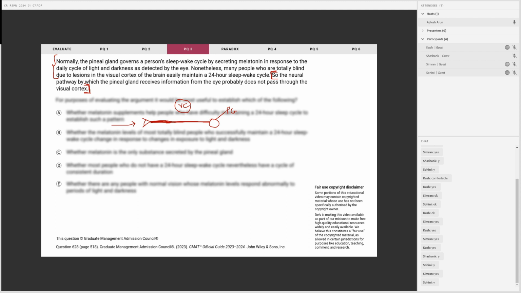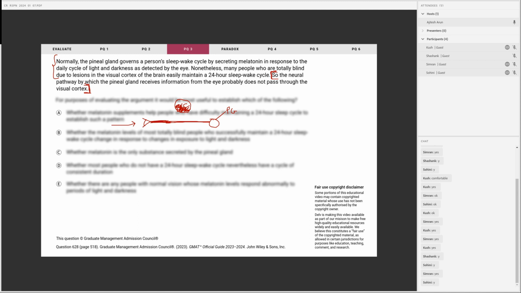Damage to the visual cortex of the brain, right? So imagine why a person may go blind. They may go blind because of, let's say, problems in their eyes, right? These guys are saying, okay, look, we're not talking about those types of people. We're talking about people who are totally blind due to damage to the visual cortex of the brain. So the support for this is that people who are totally blind due to damage to the visual cortex of the brain, they are able to easily maintain a 24-hour sleep-wake cycle. And therefore, we can say that the neural pathway does not pass through the visual cortex.